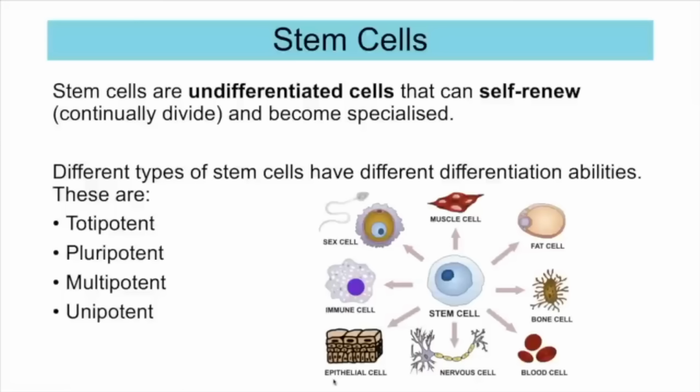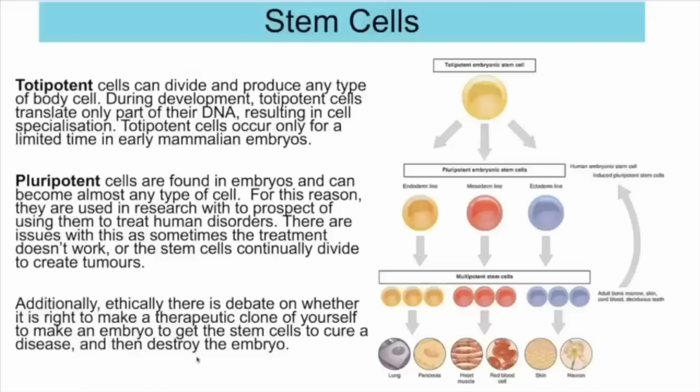We then move on to stem cells, and these are undifferentiated cells that can self-renew, meaning continually divide and become specialized. Different types of stem cells have different differentiation abilities, and the types that you need to know about are totipotent, pluripotent, multipotent, and unipotent. Totipotent cells can divide and produce any type of body cell. During development, totipotent cells translate only part of their DNA, resulting in cell specialization. Totipotent cells occur only for a limited time in early mammalian embryos.